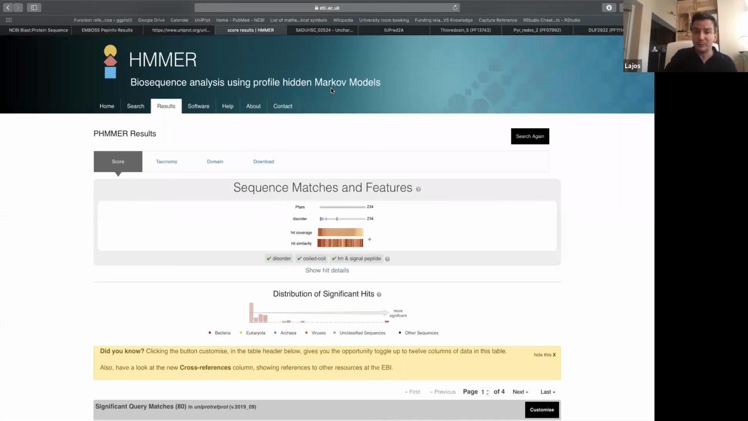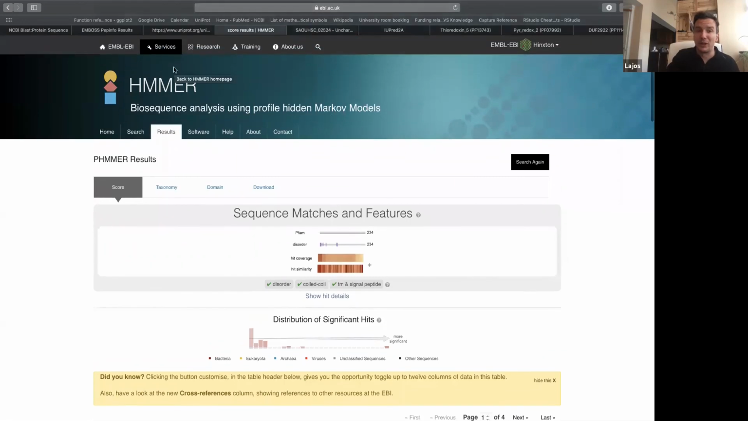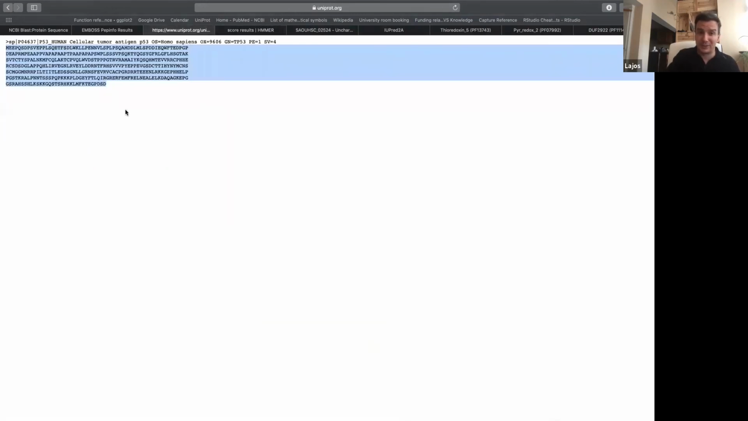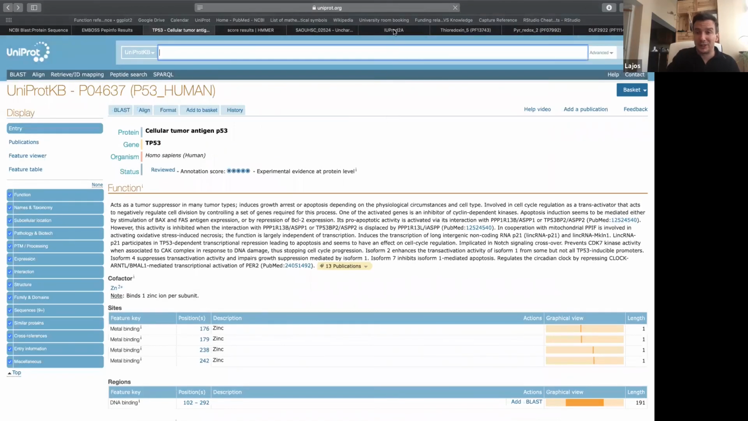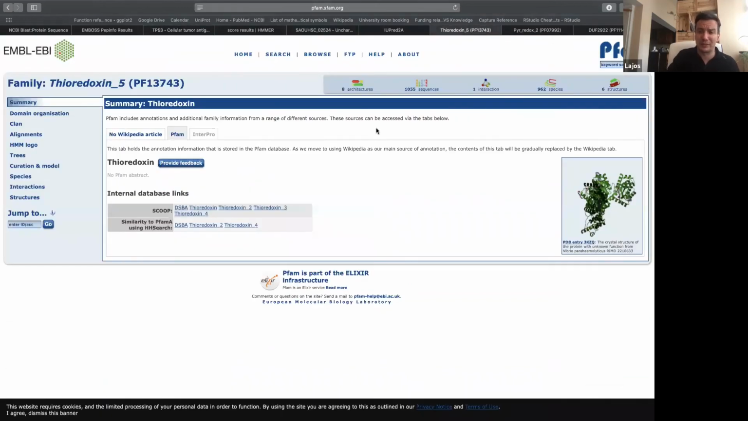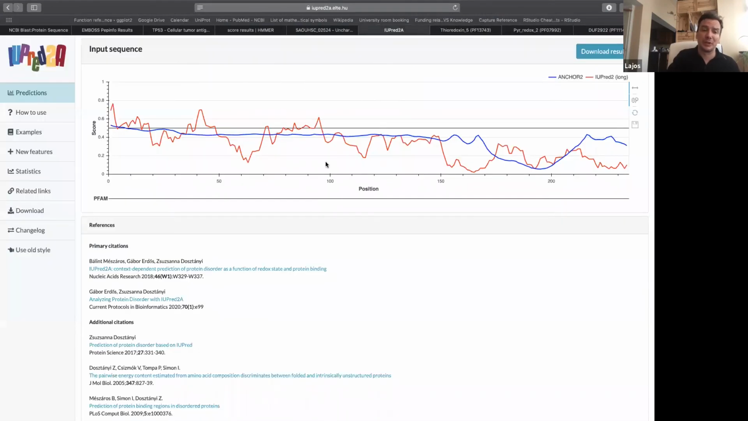So the reason why I showed you these links is that these are all very well maintained programs. The NCBI BLAST will always work. The EBI HMMER will always work. UniProt is always up and working. And actually Pfam is the same. Sometimes Pfam slows down, but usually it is quite reliable. And I also know that IUPred is a very reliable one, simply because I know the guys who made this server.